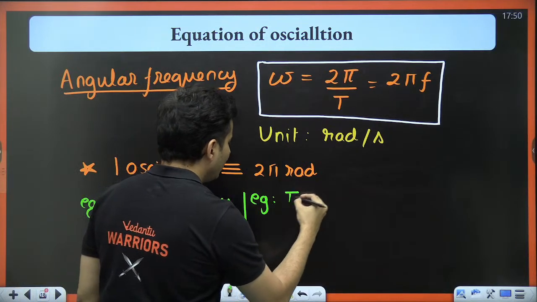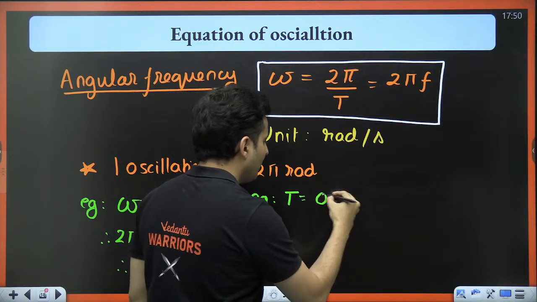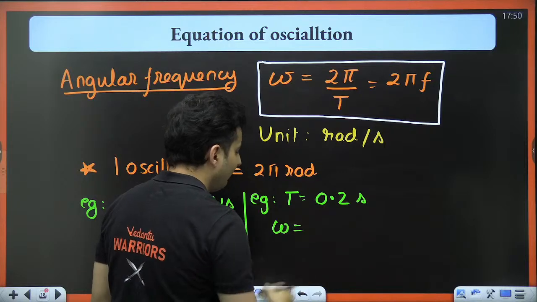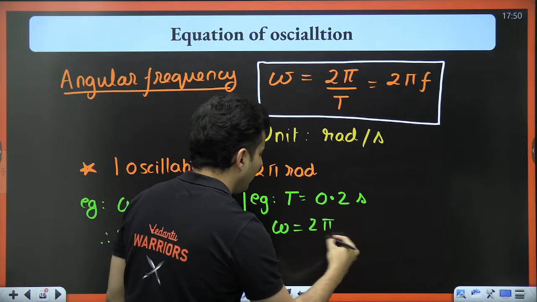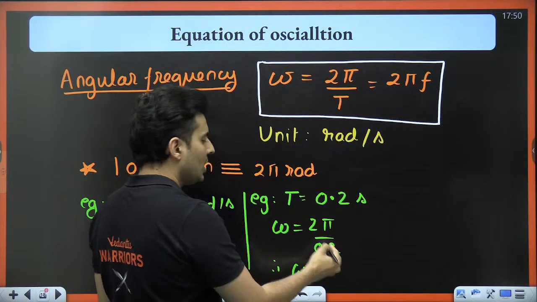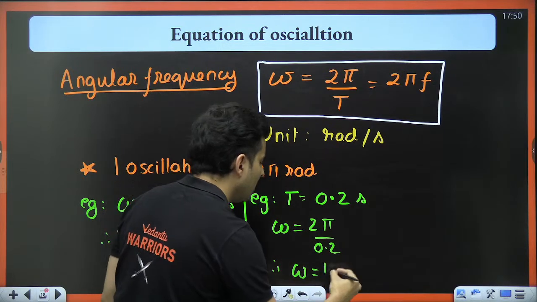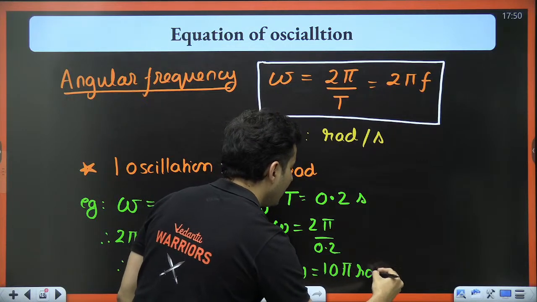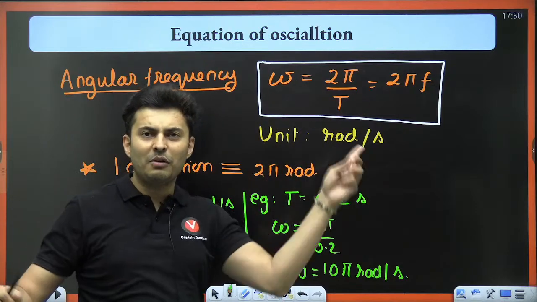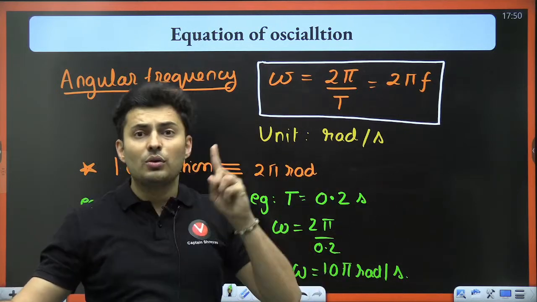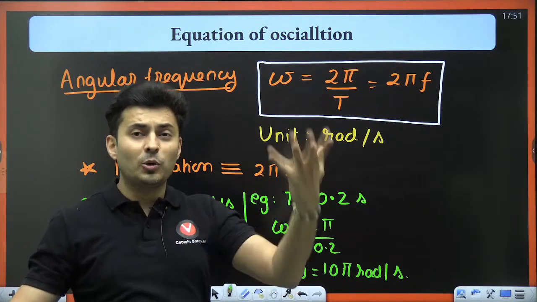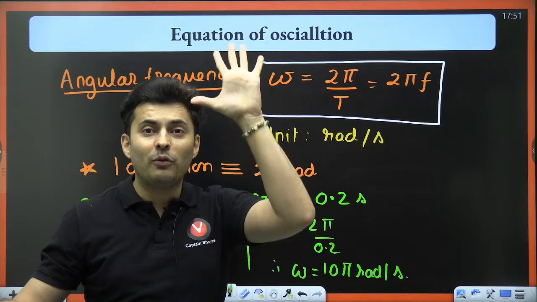If I tell you the time period of an oscillation is 0.2 seconds, find the omega. So omega will be 2 pi divided by 0.2. So 2 cancels, this is 0.1, so it will become 10 pi radians per second. 10 pi radians it is covering in 1 second. One revolution, one oscillation is 2 pi. So 2 pi, 2 pi, 2 pi, 2 pi. Like that, to become 10 pi, it needs to go 5 times.